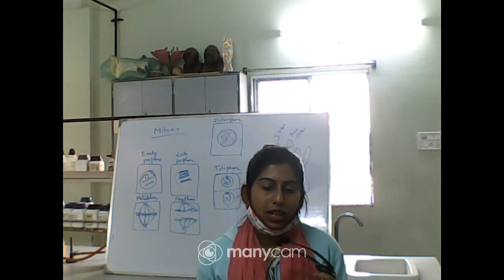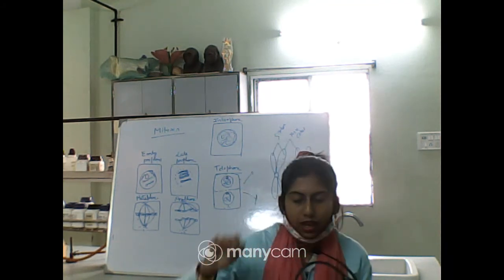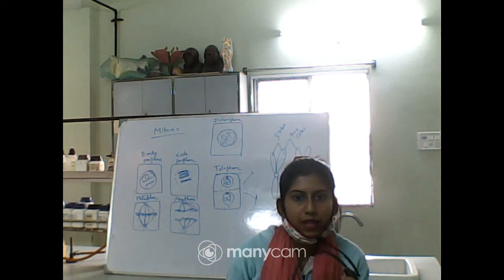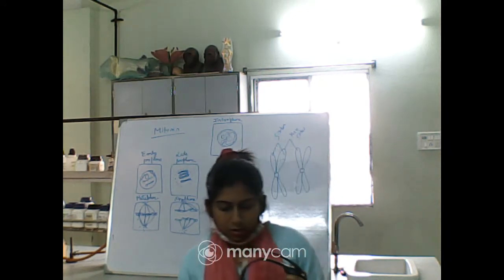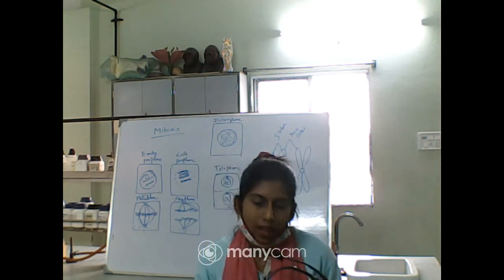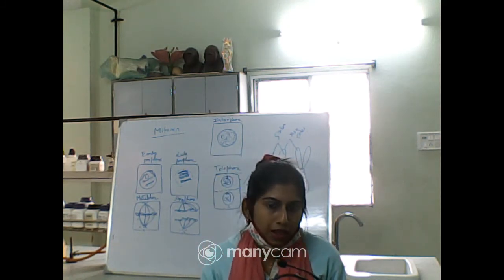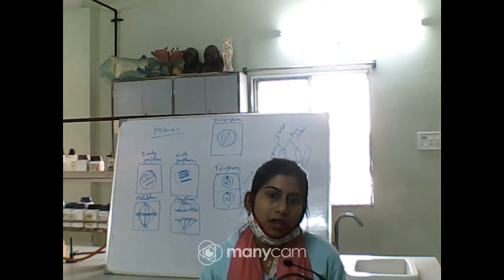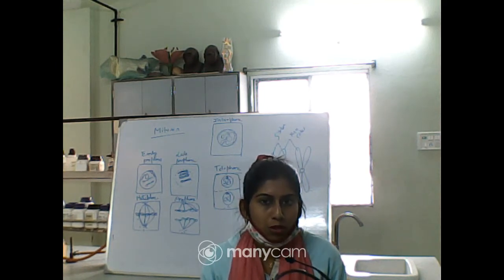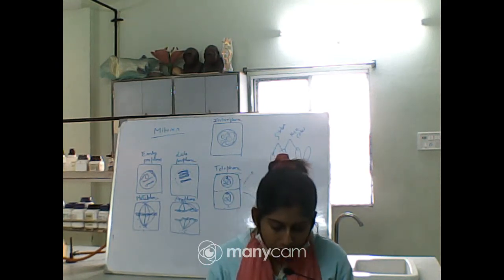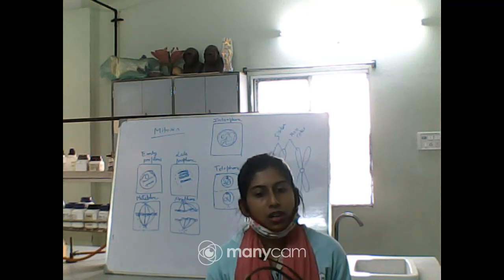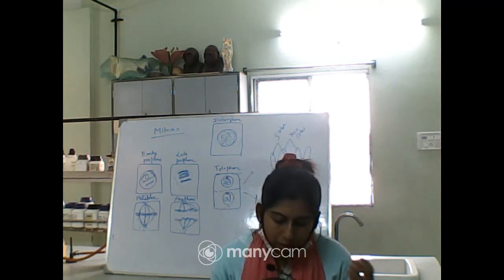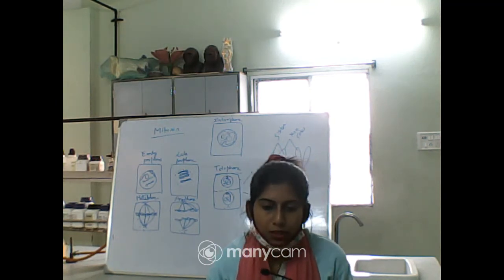So what will we get in the prophase? In the prophase stage, appearance of the chromosomes will take place. In the metaphase stage, spindle formation will take place and arrangement of the chromosomes will be there. In the anaphase stage, the movement of the chromosomes towards the poles will take place, and in the telophase stage, formation of the daughter nuclei will be there. So these are the different identifying features of these four phases.